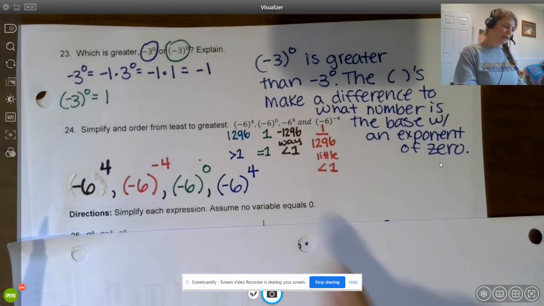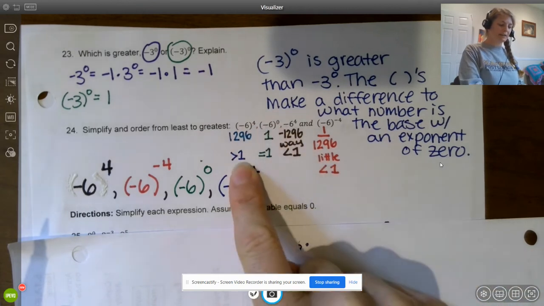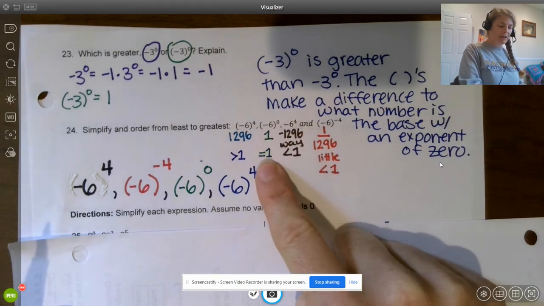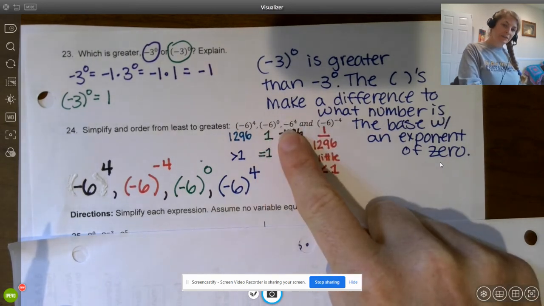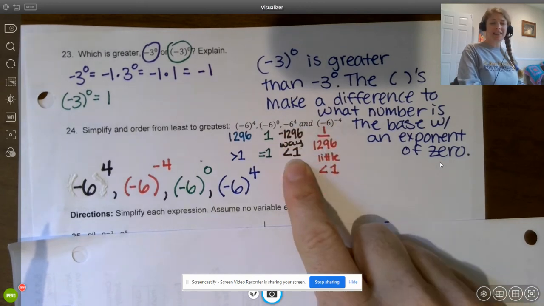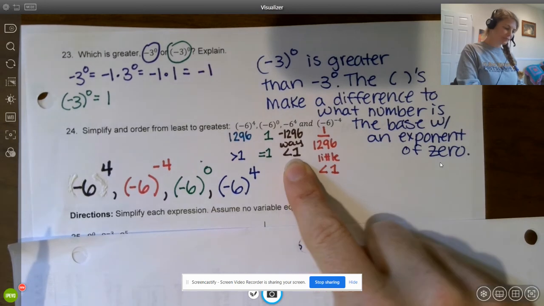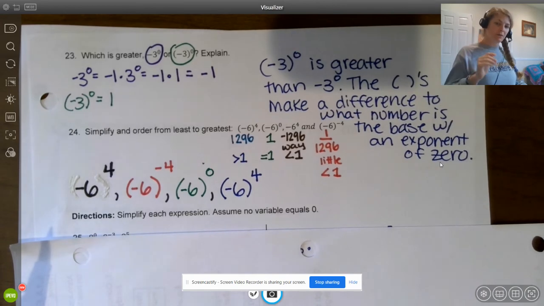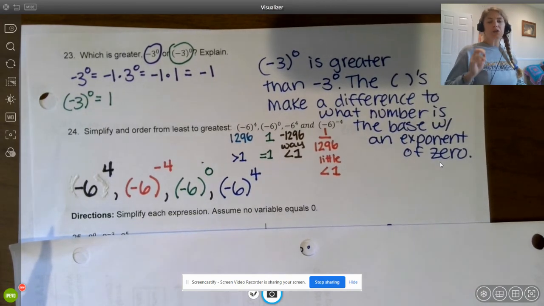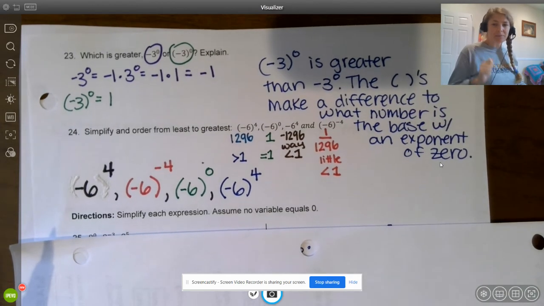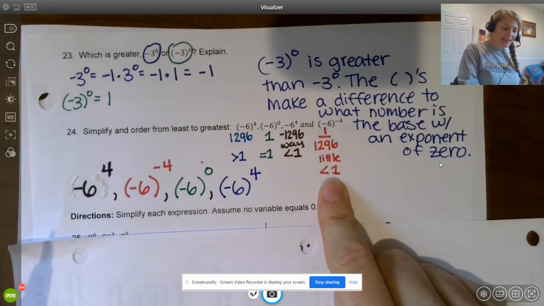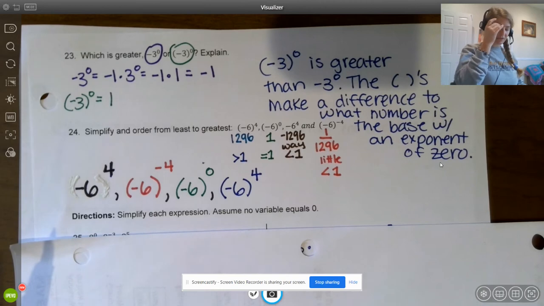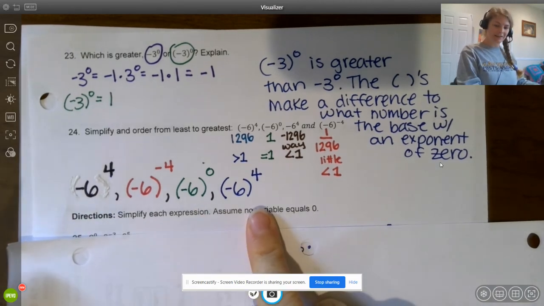Well, all you have to think about is (negative 6) raised to a positive 4 is going to be bigger than 1, like way bigger. (Negative 6) to the 0 is going to be equal to 1. Negative, without parentheses, 6 to the 4th, is going to be a super big negative number, so it's way less than 1. And (negative 6) to the negative 4th power turns into 1 over 6 to the 4th, so it's 1 over a really big number, a super tiny fraction, but it's still positive. So it's just a little bit less than 1, but still positive. So that's how you can order them from least to greatest.